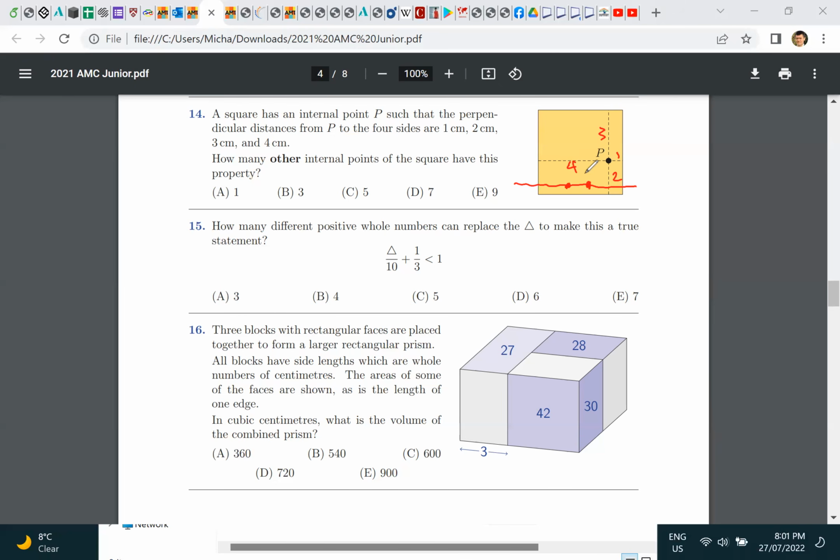And if it's 1 away from the bottom side, it's not 1 away from any of the other sides, right? It's 2 and 3 away from the other sides, and it's 4 away from the top side. So you can actually use this to systematically count which side it's 1 away from, right? Okay, and so there should be 2 points here.